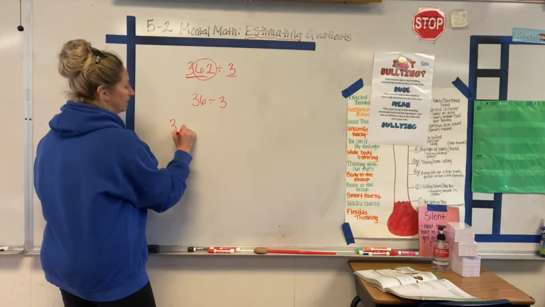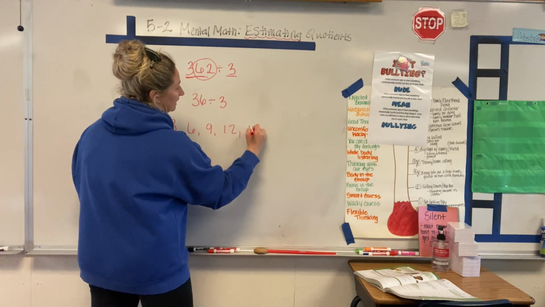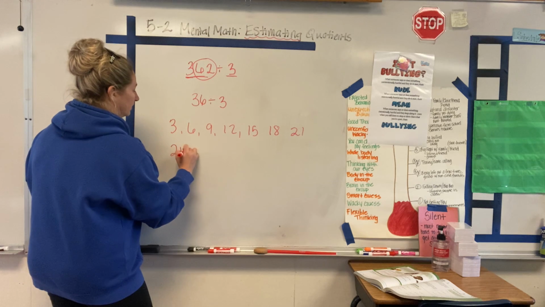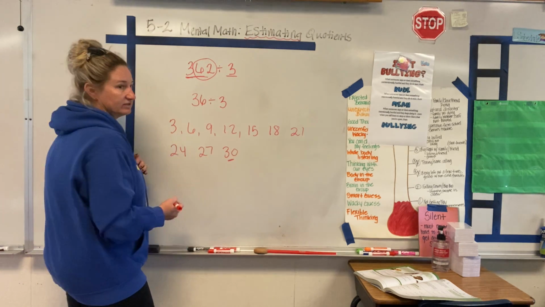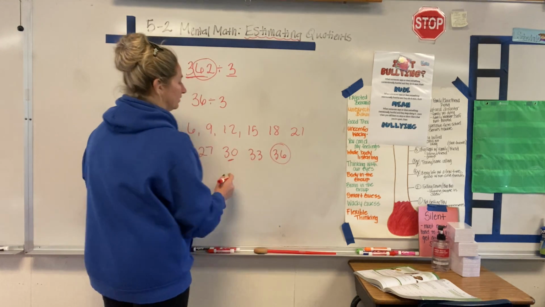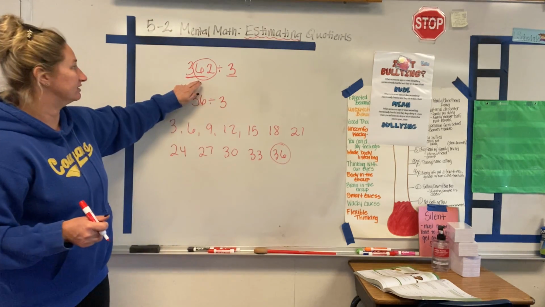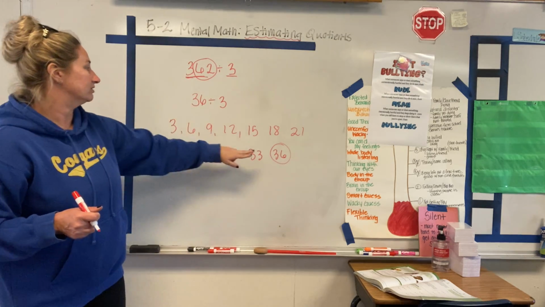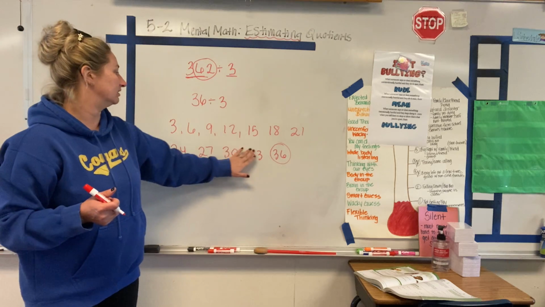So 3, 6, 9, 12, 15, 18, 21, 24, 27, 30, there's the 30 I was thinking about, 33, and 36, there it is. So 3 does go into 36, so I can get an answer very close to 362. So that's how many times? 1, 2, 3, 4, 5, 6, 7, 8, 9, 10, 12 times.